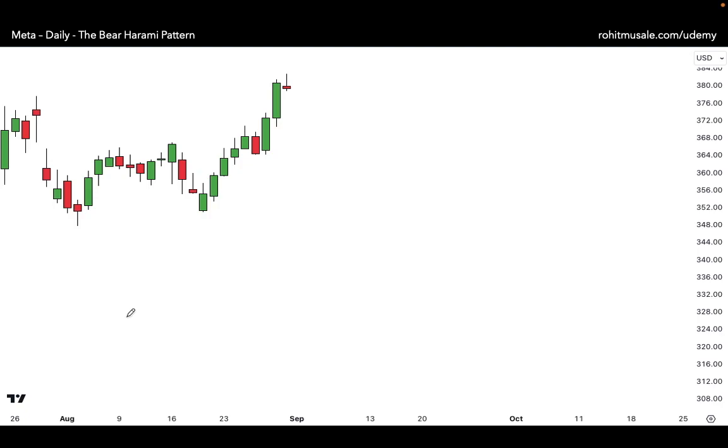In this video, we will look at what is the bear Harami pattern. Okay, very interesting pattern. It's a bearish reversal pattern. The word Harami in Japanese means pregnant, and you will understand why they use this word when you look at the pattern. Basically, it's these two candles, and it's like this candle is pregnant with this small baby candle.